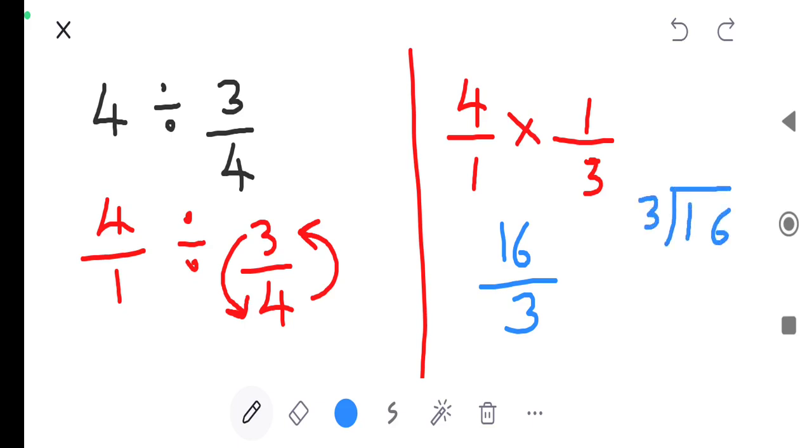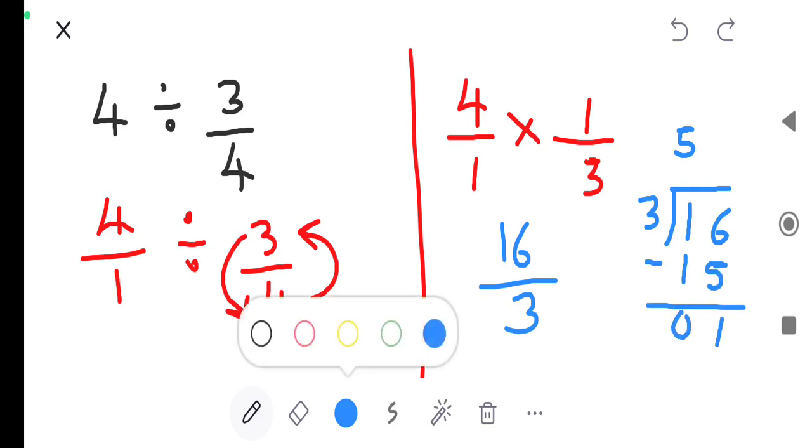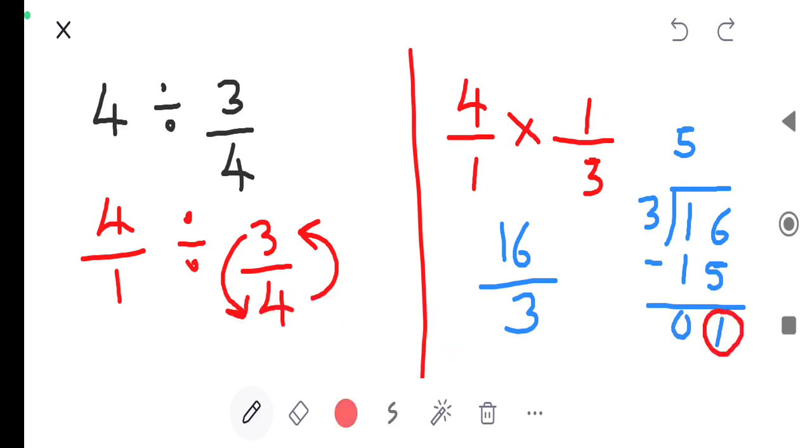How many times can 3 go into 16? It will go 5 times. You write it. 5 times 3 is 15. Then when you subtract, 6 minus 5 is 1. 1 minus 1 is 0. Now this remainder that I circled will become the numerator over the denominator in this improper fraction, which is what? 3. Okay? So the final answer becomes 5 whole number 1 over 3.